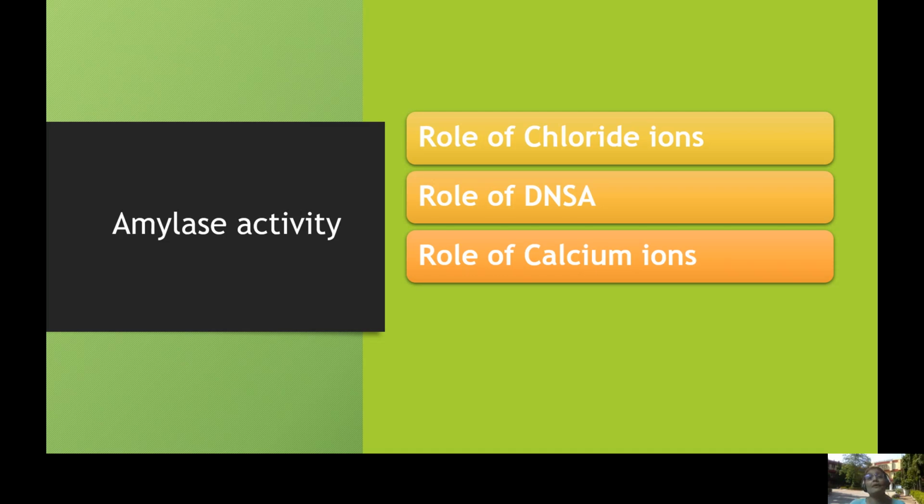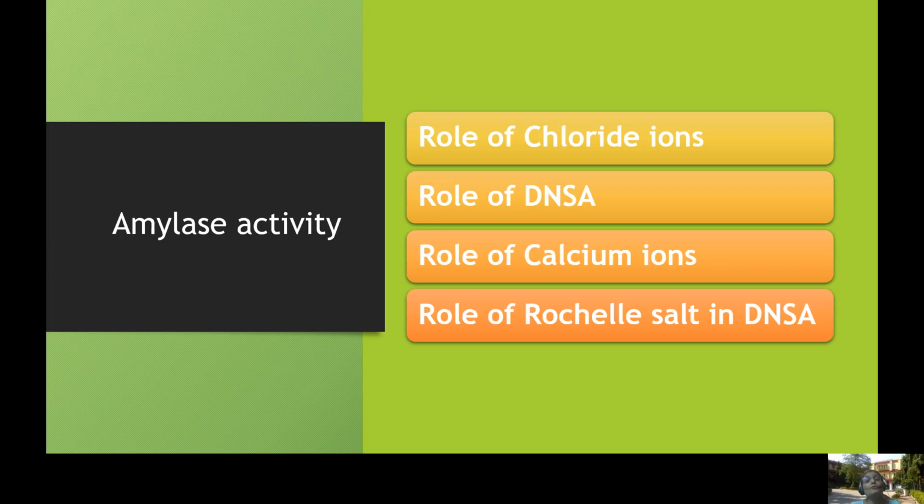Then the role of calcium ions. The calcium ion, I told you already, I have shown you the structure also. You have seen it is required for stability, the three-dimensional stability of the protein structure or the enzyme. If the calcium ion is displaced from the active site, the three-dimensional structure will open up and the active site will no longer be available for binding the substrate. So the enzyme will lose its catalytic activity in absence of the calcium ions.